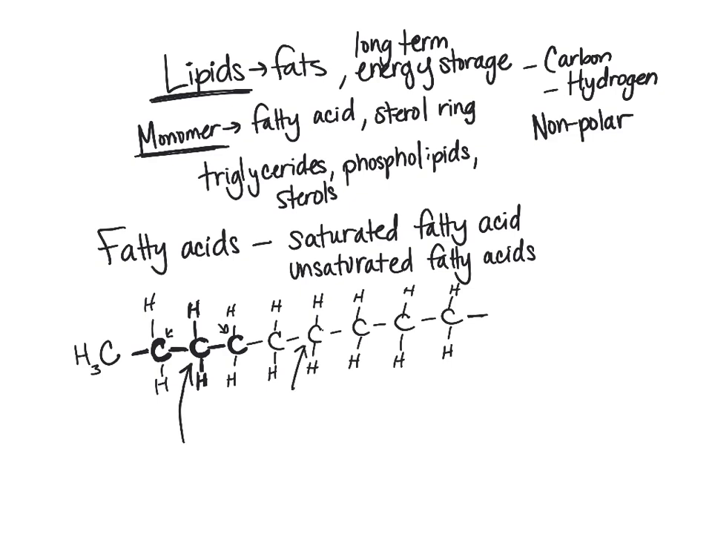So if we look at this carbon right here in the middle, we have a bond to the carbon to the left of it here, carbon to the right of it, and then that leaves 2 bonds that we can make with hydrogens. And both of those bonds are bonded to 2 different hydrogens. So this right here is actually a saturated fatty acid, where we are completely filled with hydrogens.